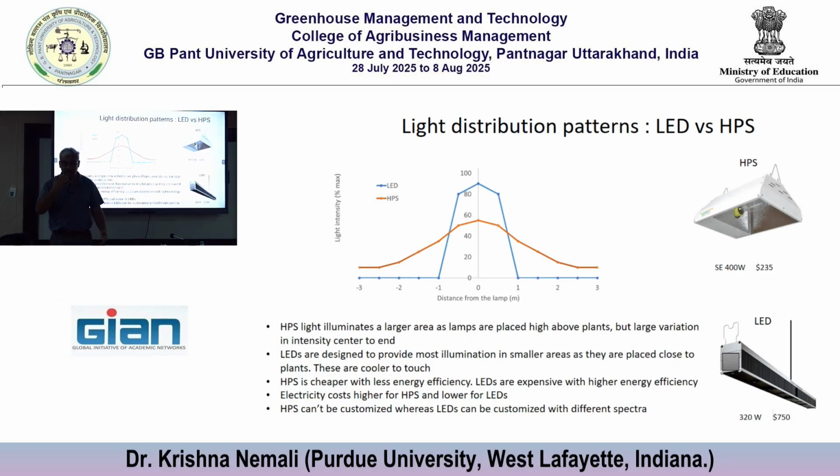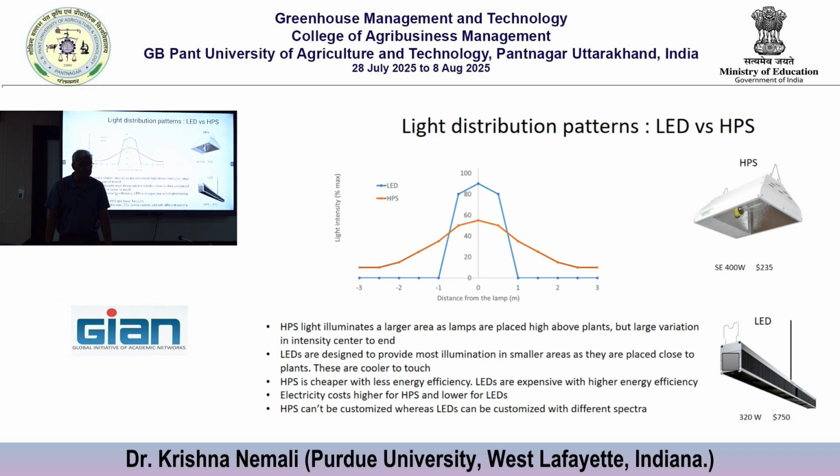So let's say you have a 10 meters by 50 meters greenhouse. You probably can just buy 10 high pressure sodium lamps, put them along the length, and you get the entire greenhouse illuminated. Cheaper for you. But if you are going for LEDs, you need to buy a lot more of them. In the previous slide, I showed you the advantage LEDs have: you can customize the spectrum you want. You can get really good plant growth, but then they are expensive.